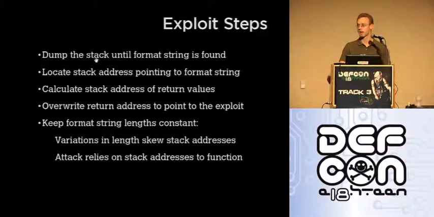Let's talk a little bit about the exploit steps for my new method. I first dump the stack using an exploit string until I find that exploit string on the stack. I then find the address of that format string on the stack. Then by finding the physical location and the pointer to that location, I can calculate the address of any other stack pointer or stack data that's present in my dump. This allows me, if I find any code pointers or return addresses, to overwrite that address to point back to my shell code, which is also on the stack.